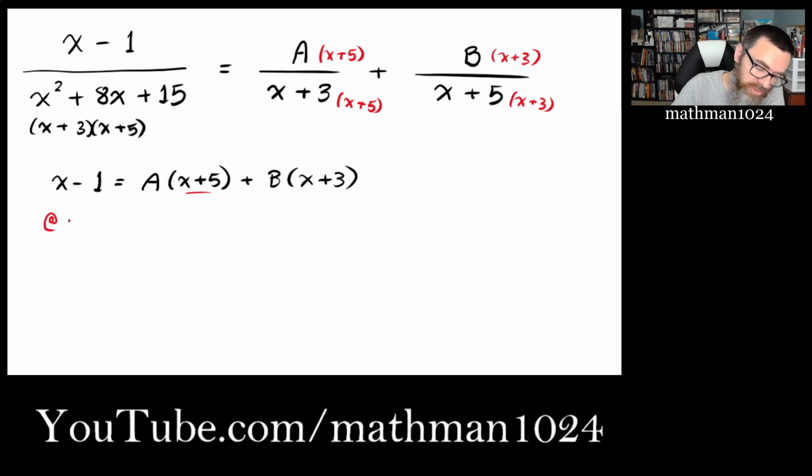So let's check this out. What happens when x equals negative 5? Well, that means I'd be plugging in negative 5 into all the places where I see x. So on the left side of the equation, we'd have negative 6.